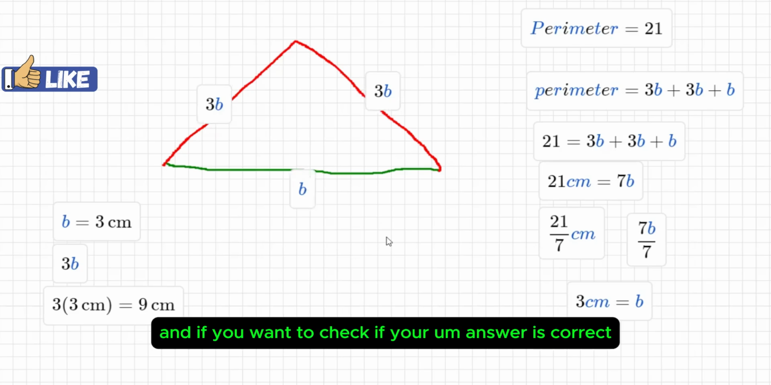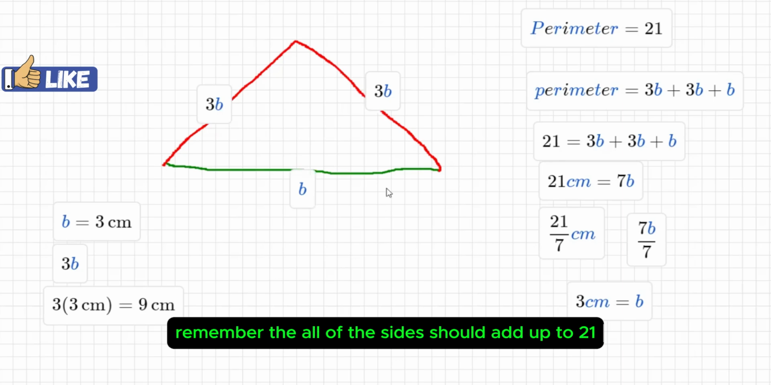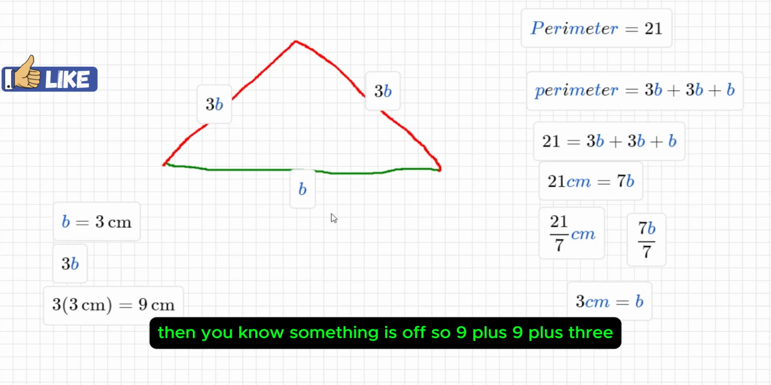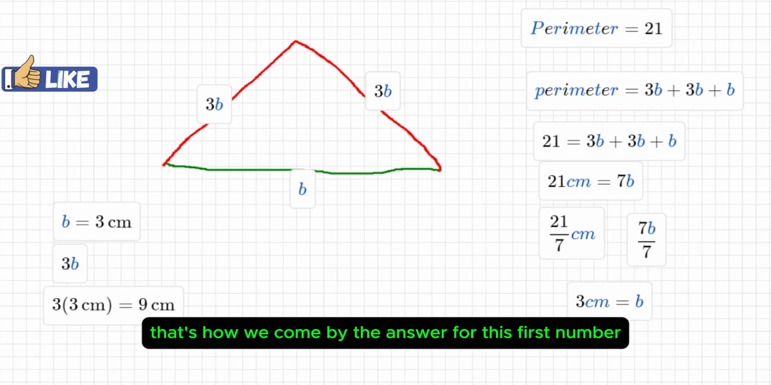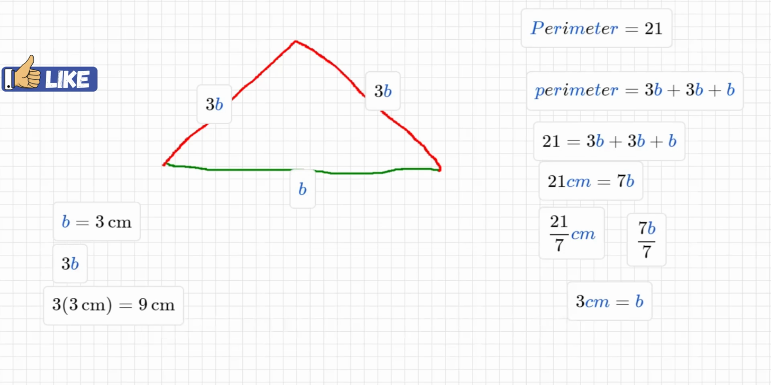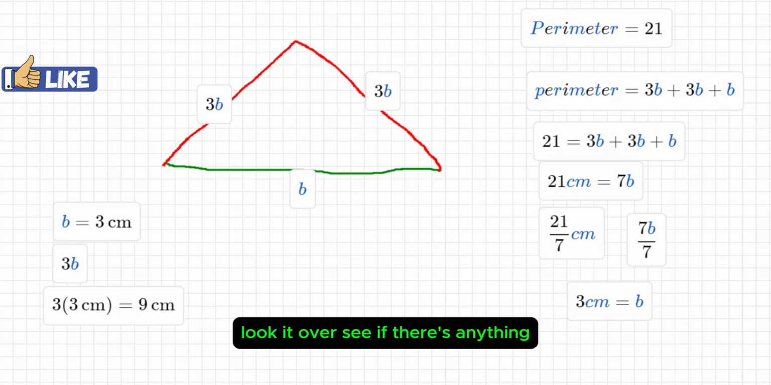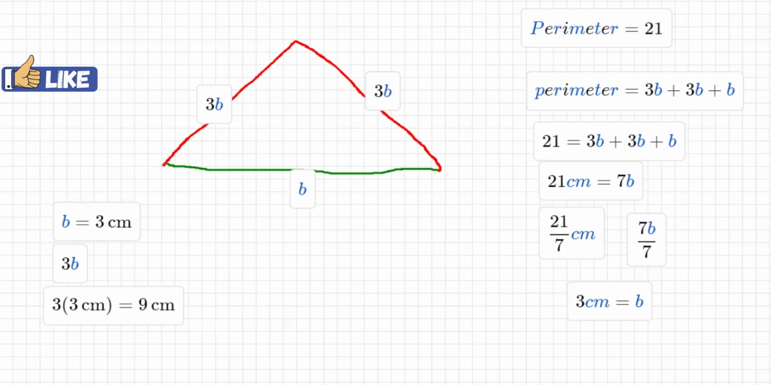And if you want to check if your answer is correct, remember all of the sides should add up to 21. So if you add up and you don't get 21, then you know something is off. So 9 plus 9 plus 3. 2 9s are 18, plus 3, 21. So that's how we come by the answer for this first number 8. Look it over, see if there's anything worth asking or if anything is not explained as clearly as possible. It's fine? Fine? Okay.